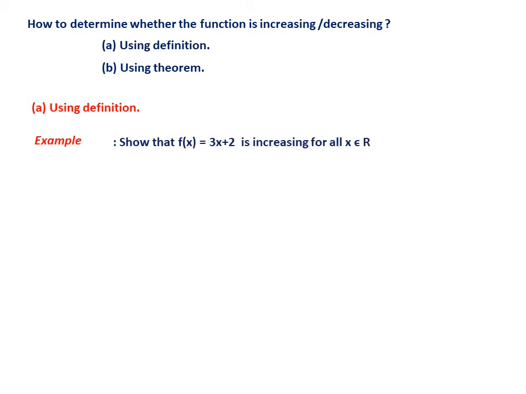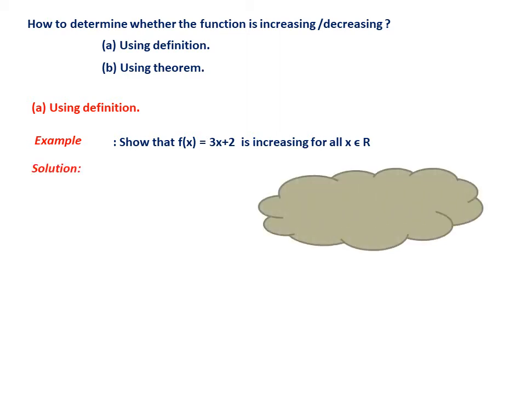Let us take, for example, show that f of x equal to 3x plus 2 is increasing for all x belonging to R. That means it is always an increasing function. So how to show? Let us see, what is the definition? f is increasing if x1 less than x2 implies f of x1 is less than or equal to f of x2. Equality sign if it is simply increasing, strict inequality if it is strictly increasing. So that is the only difference. Now let us prove it like this.